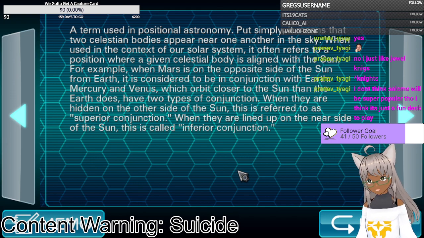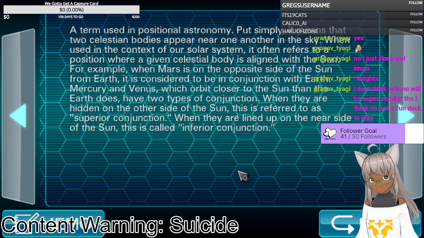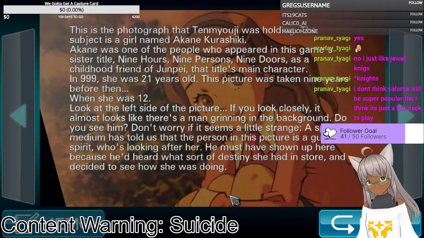When they're hidden on the other side of the sun, this is referred to as a superior conjunction. When they are lined up on the near side of the sun, it is called an inferior conjunction. I don't think Salome will be super popular. I just think it's fun to play. Fair enough.